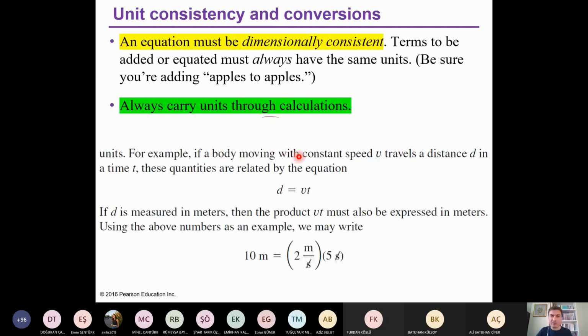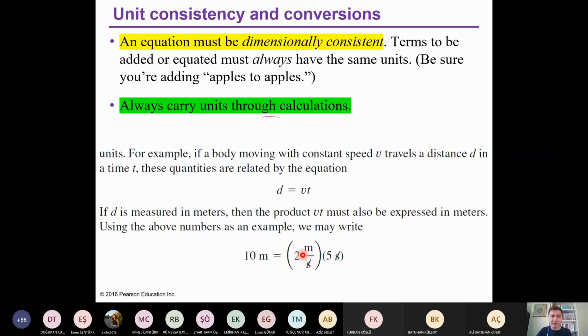If a body moving with constant speed v travels a distance d in a time t, these quantities are related by the equation here. The distance is given by velocity times time, right? So the unit of the distance, meter. What about the unit of the velocity? Meter per second, right? What about the unit of the time? Second. So always use units within the calculations.